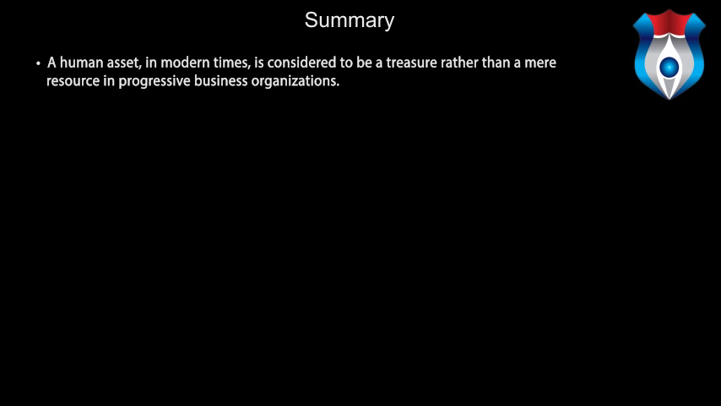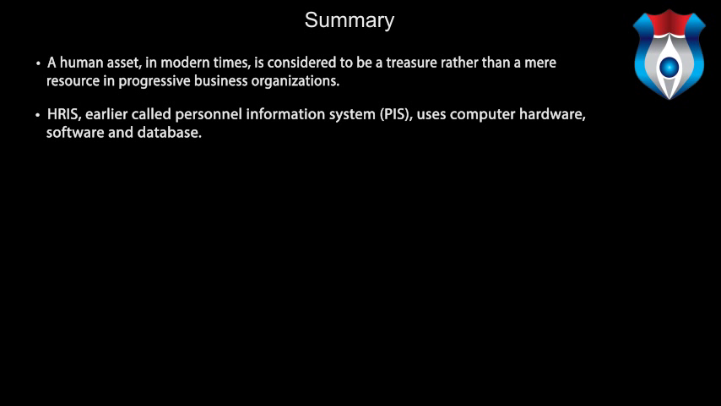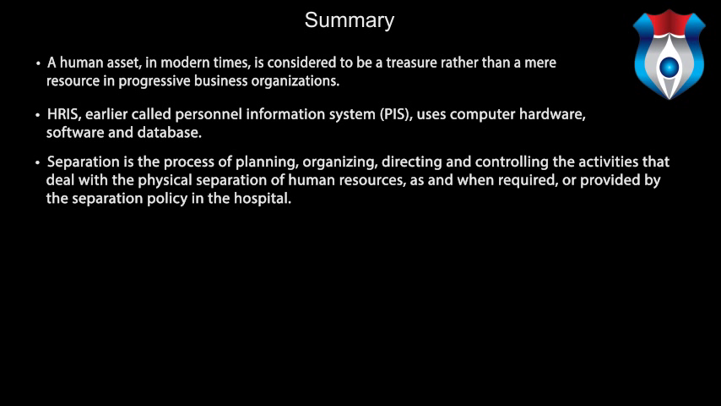Now, in the end, let us summarize what we have learned in this lecture. A human asset in modern times is considered to be a treasure rather than a mere resource in progressive business organizations. HRIS, earlier called Personnel Information System, PIS, uses computer hardware, software and database. Separation is the process of planning, organizing, directing and controlling the activities that deal with the physical separation of human resources as and when required or provided by the separation policy in the hospital.